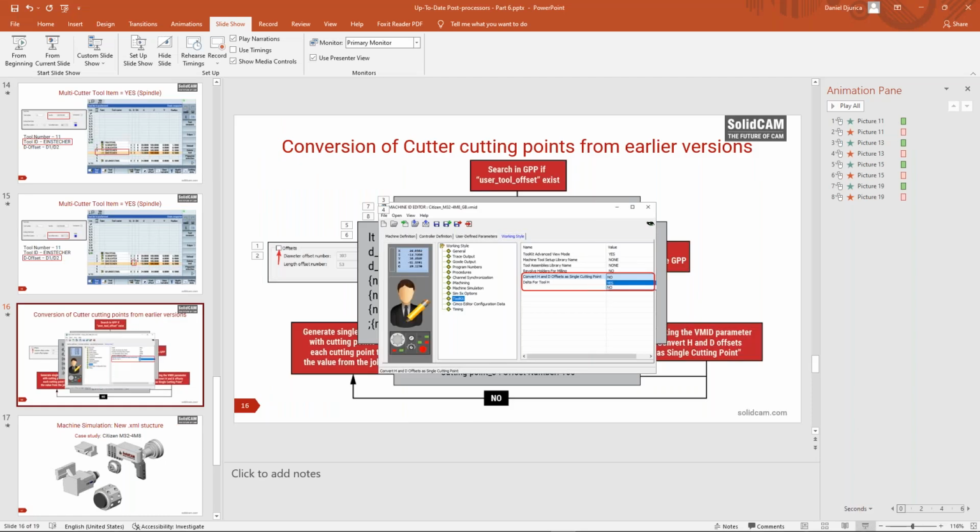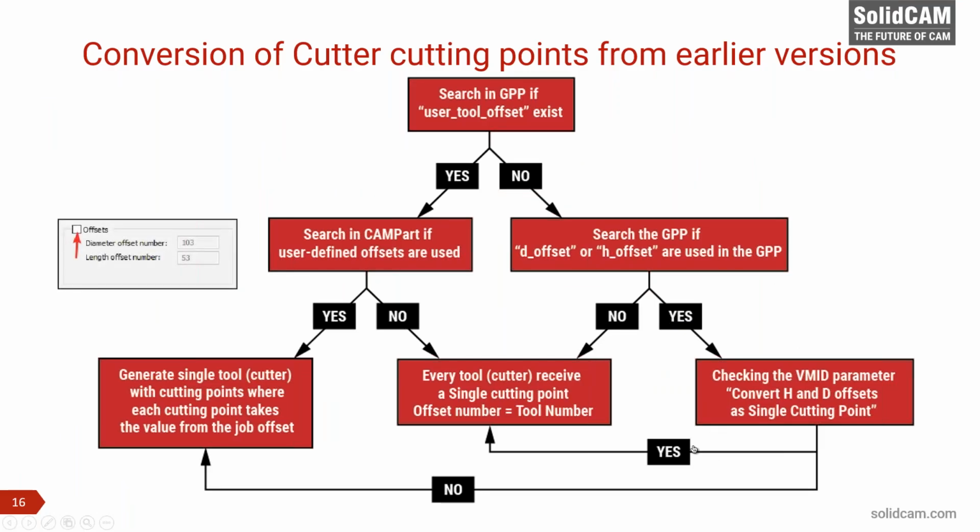So if it's yes, it will go to a single cutting point. If it's no, it will generate a single cutting with multiple cutting points. A little bit strange, and a little bit of a big chart, okay, guys. But the point of this slide is just to let you know that we really care about all our parts and our posts in the past, and we really want to make sure that the customer needs to make minimum effort to change, or to change nothing. That's our goal, and we are showing you here how to do it, in this particular case, cutter cutting points.